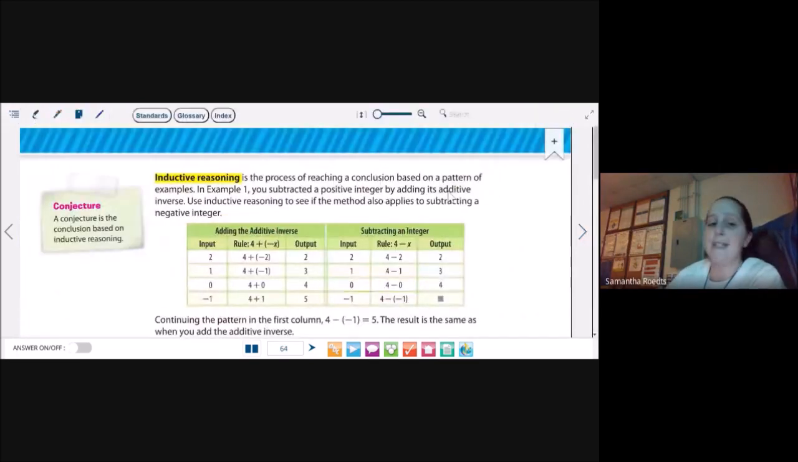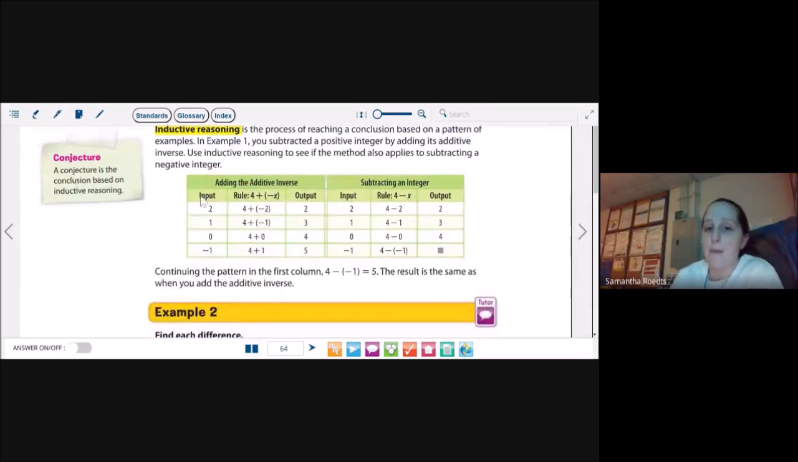All right, inductive reasoning is the process of reaching a conclusion based on a pattern of examples. So in example 1, you subtracted a positive integer by adding its additive inverse. I can use inductive reasoning to see if the method also applies to subtracting a negative integer. So if I'm adding the additive inverse, 4 plus negative 2 gives me 2. For 1, it gives me 3. For 0, 4. For negative 1, 5.